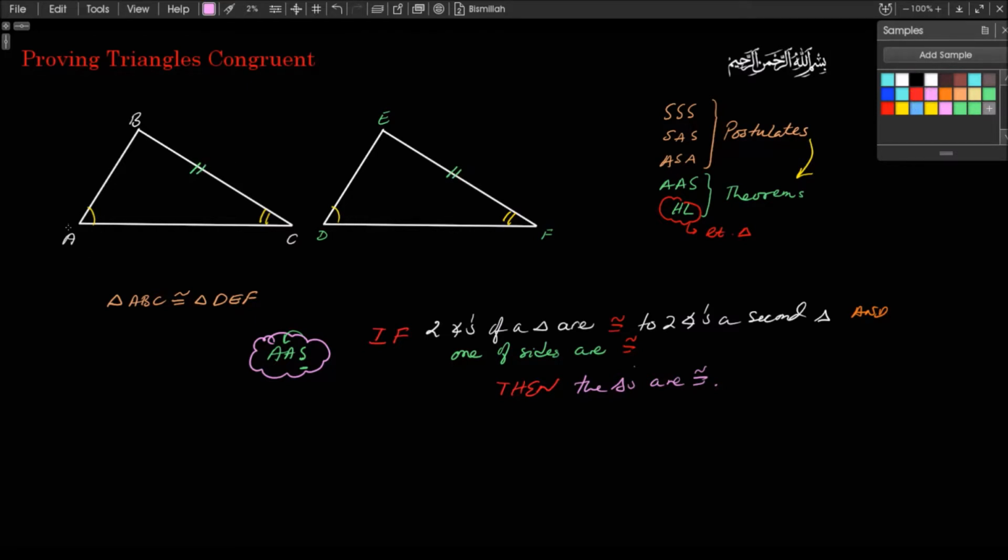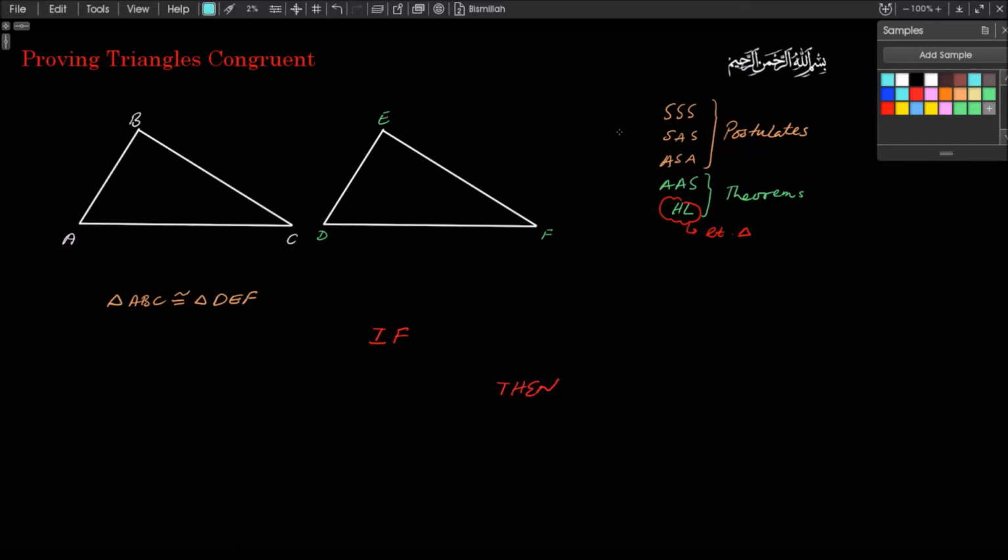So here we have angle, angle, side, right? So if two angles of a triangle are congruent to two angles of a second triangle, and one of the sides is congruent, now it doesn't matter which one it is, because if it was this side over here, it would be angle, angle, side in this direction. So it doesn't matter which one of the other two non-included sides is congruent. It works either way. This is the angle, angle, side theorem.